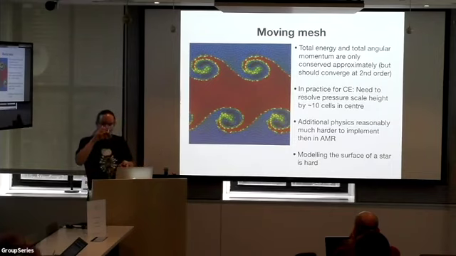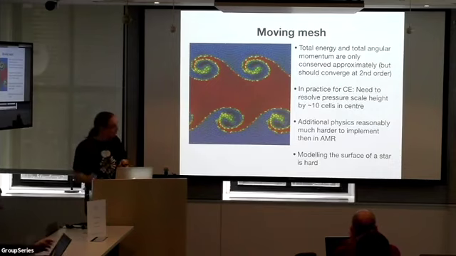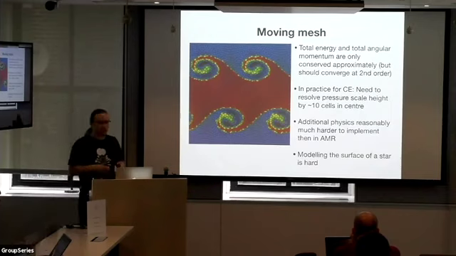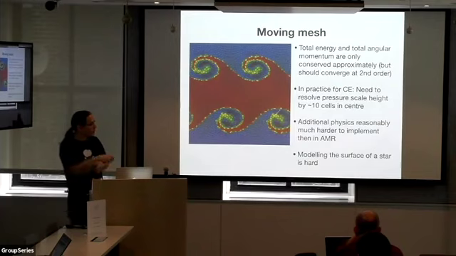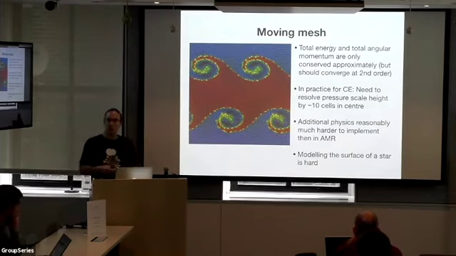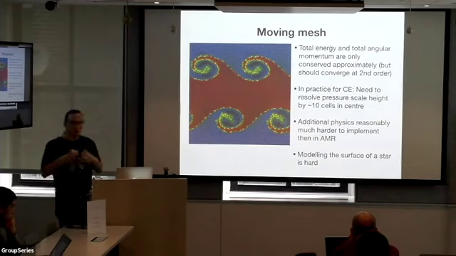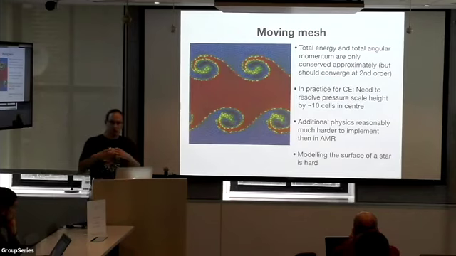In general, the moving mesh is in between the AMR codes and the Lagrangian codes, right? In some properties it's close to the Lagrangian codes, and in other properties, from the point of view of the hydro scheme and discretization, it's much closer to AMR.